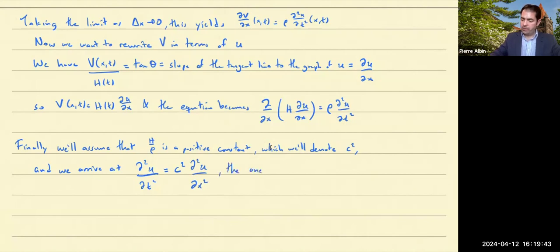This is the one-dimensional wave equation. Notice that we say one dimension and we mean one spatial dimension, right? Because of course there's two dimensions here. So there's t and x, right? The one dimension refers to the x.